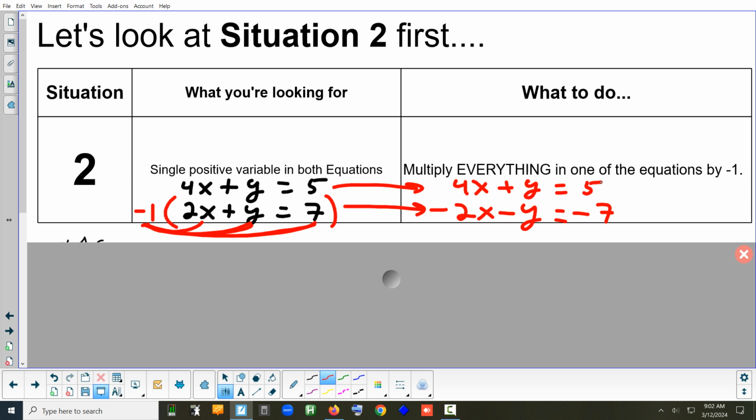Now, if you look at the problem, if you were to add everything up now, what would cancel out? The y's. Yeah, the y's would cancel out. If you added them up in the original problem, would they have canceled? No, because it was a positive y and a positive y. That's 2y. But by multiplying everything by negative 1, you fixed it so that now when you add them up, something cancels out. All right, so now we'll practice a few of this kind of problem.